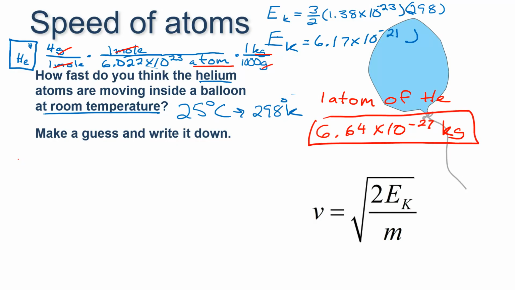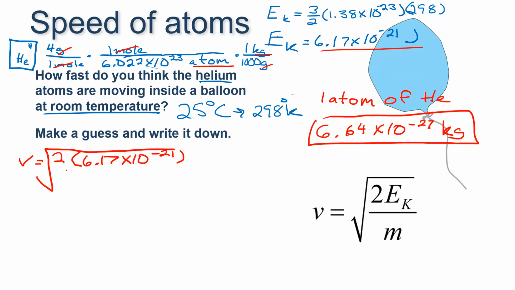All right, let's plug this in. So my velocity is equal to, actually, it's the square root of 2 times this number, 6.17 times 10 to the negative 21, which is joules, divided by this number right here, 6.64 times 10 to the negative 27 kilograms.